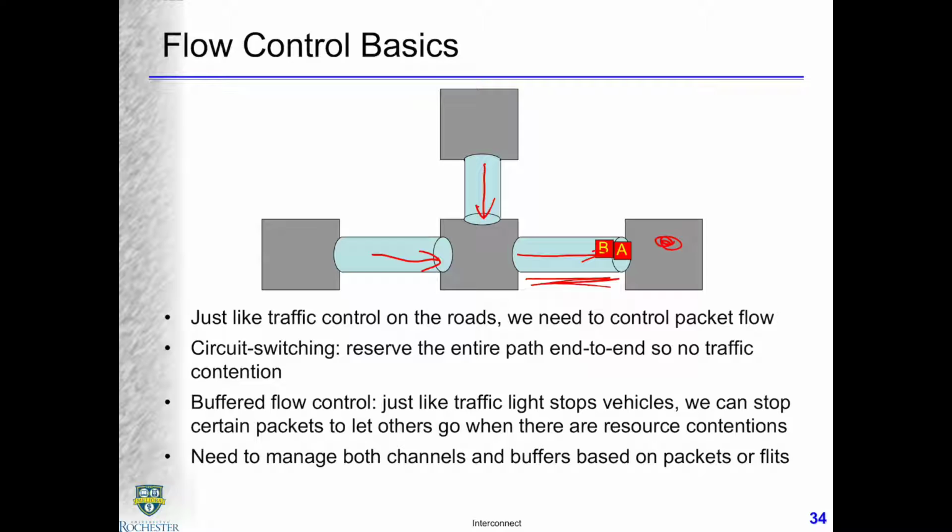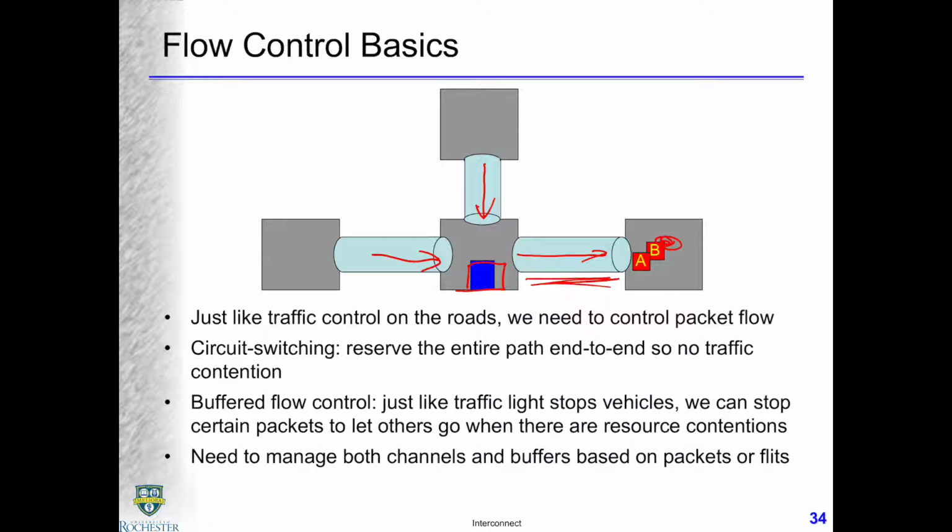Now, in the network, we can't do that. We can't freeze the packet in the wire. So what happens is you need to have buffers. So then one packet can stay in that buffer to allow another packet to go through, and subsequently when the channel is free, the second packet can go through. So this is called flow control.